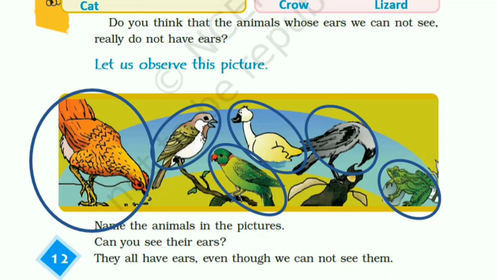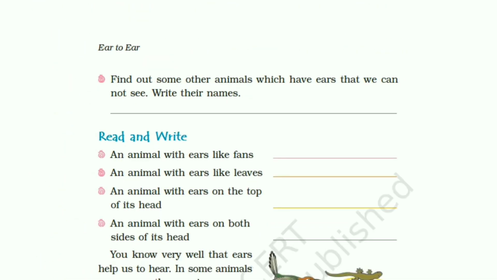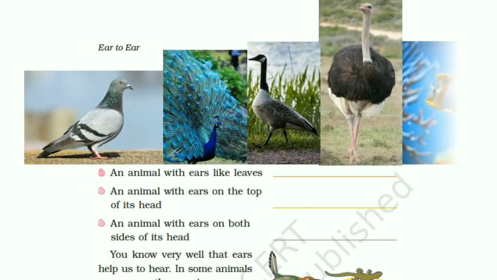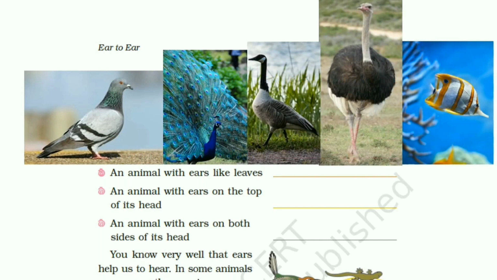Now in the next page, find out some other animals which have ears that we cannot see. Write their names. These are pigeon, peacock, goose, ostrich and fish, etc. So students, here are the pictures of these birds or animals which I have written in the blanks. So these are the pictures: pigeon, parrot, goose, ostrich and fish. You may have gotten a clear idea of this.